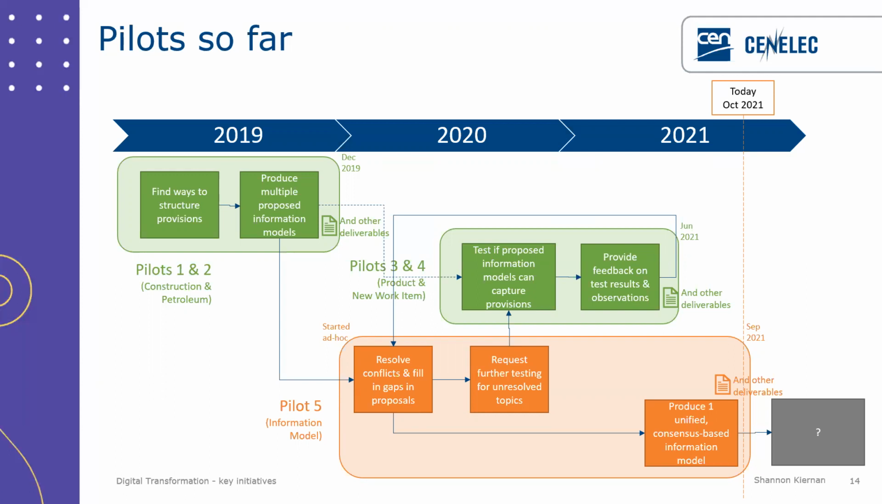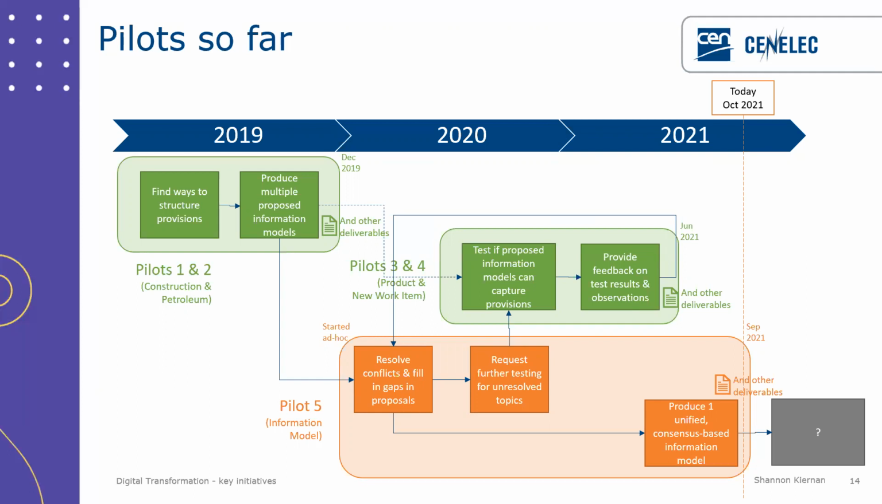So again, these pilots were trying to test if the proposed information models that were produced from pilots 1 and 2 can capture all of the different types of provisions that are necessary to create these kinds of standards. They intended to provide feedback on the test results and the observations of what worked, what didn't work, what was missing, this kind of stuff. However, when we started with those projects, there were some conflicts and some gaps that were identified that were not easy to figure out. So we started pilot 5 as well, and it ran in parallel to pilots 3 and 4.